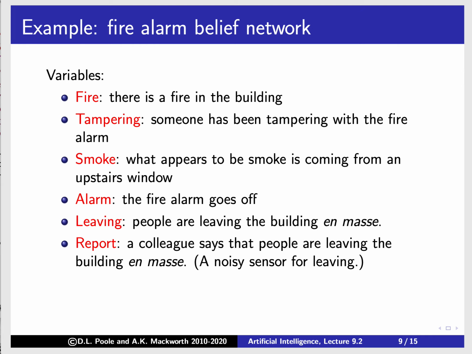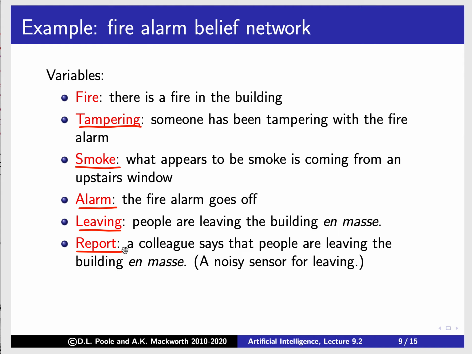So here's the story we're going to look at, a story about whether there's a fire. One variable is whether there's a fire in the building. All these are Boolean. Tampering is whether someone has been tampering with the fire alarm. Smoke is what appears to be smoke coming from an upstairs window. Alarm is whether the fire alarm goes on or off. Leaving is people leaving the building en masse. And report is someone saying that lots of people are leaving the building en masse.